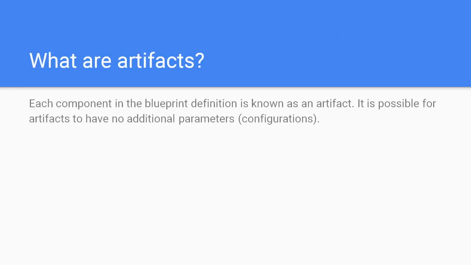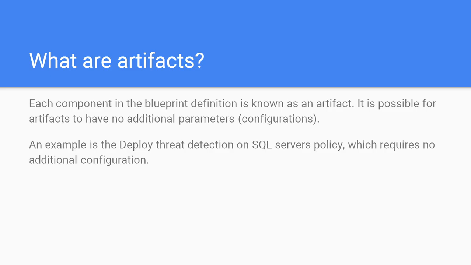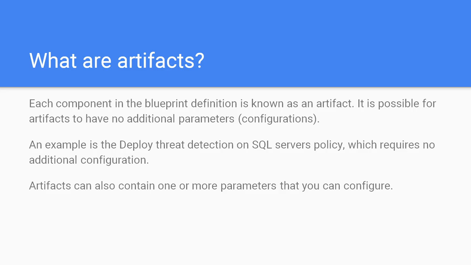What are artifacts? Each component in the blueprint definition is known as an artifact. It is possible for an artifact to have no additional parameter configuration. An example is the deploy threat detection on SQL Servers policy, which requires no additional configuration. Artifacts can also contain one or more parameters that you can configure.